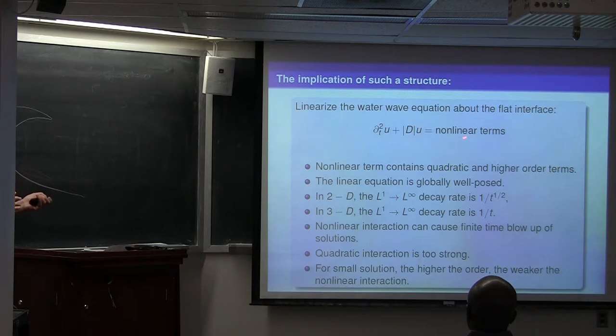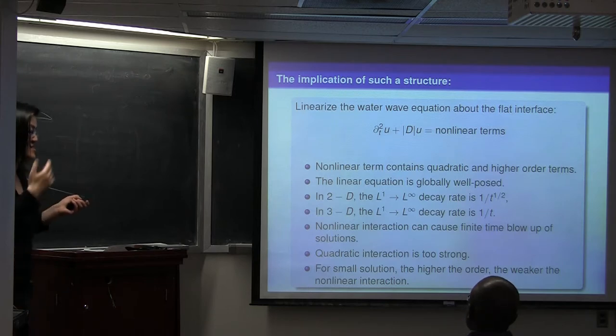But we know the nonlinear interaction can cause blow up of solutions. We also know the linear part decays in 2D with rate 1 over square root t, and in 3D like 1 over t. The quadratic interaction is too strong to control. For small solutions, the higher the order of the nonlinearity, the smaller the nonlinear effect, the weaker the interaction. So if you can transform the equation into one containing no quadratic terms, you have an advantage: you can solve for longer.